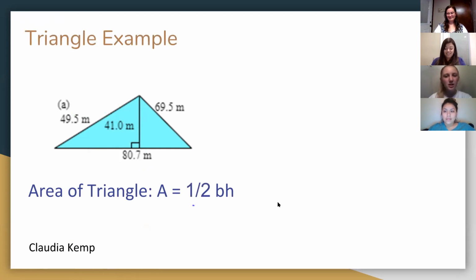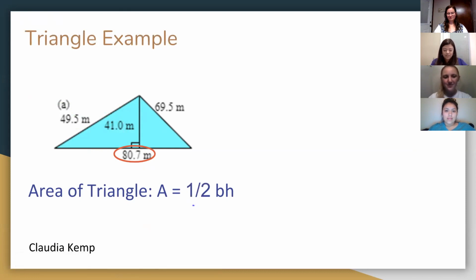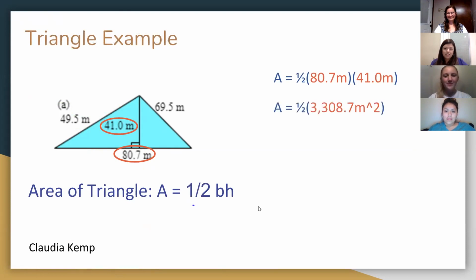This formula only calls for two different variables, but this triangle gives us four different measurements. As Jessica said, we only need the base and the height. So we would solve it like so. And we find that the area of the triangle is, almost needs a drum roll, 1,654.35 meters squared.